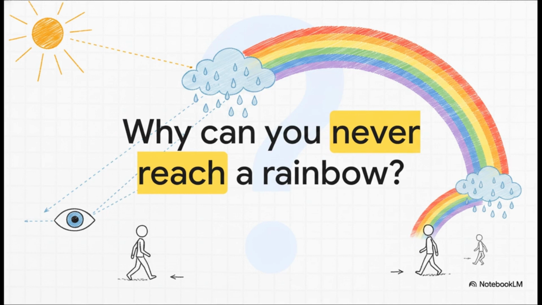Which brings us right back to our very first question, why you can never actually reach a rainbow. You know the feeling, if you try to walk toward one, it always seems to just back away from you. That's because a rainbow isn't located in one specific physical place. Its existence strictly depends on the exact geometric alignment of the sun, those millions of floating raindrops, and your eyes. If you move, the specific raindrops sending light to you change. You are literally seeing a brand new rainbow from your new position.